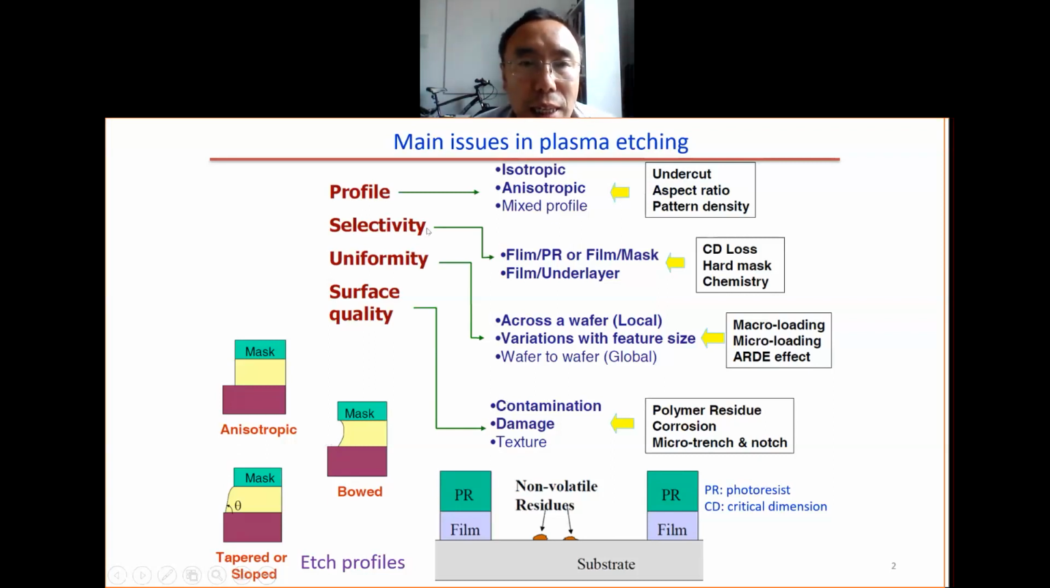Next one is the selectivity. It's the selectivity between the film material and the resist, or the film material and the mask. The third one is the uniformity, including uniformity across the wafer, or the thickness variations with the feature size. So this is the macro loading effect, or ARDE, the aspect ratio dependent etching effect. The last is the surface quality. It is the contamination or damage on the surface.